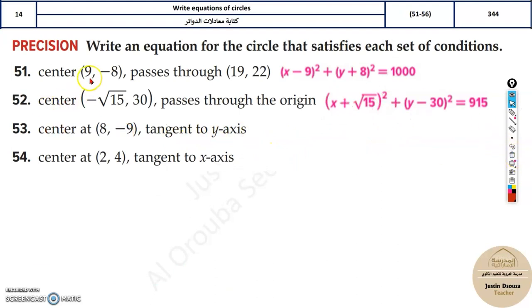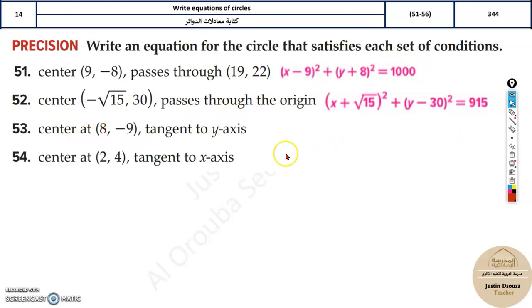And now we can look over here. The center was always important. 9 becomes minus 9, minus 8 becomes plus 8. Same thing over here, and you can see that. And this radius is found out. That's the only thing. Now this is interesting.